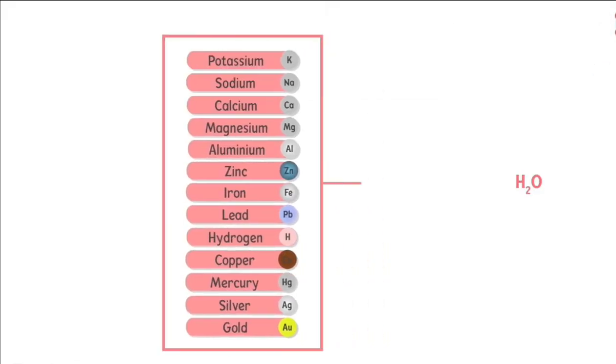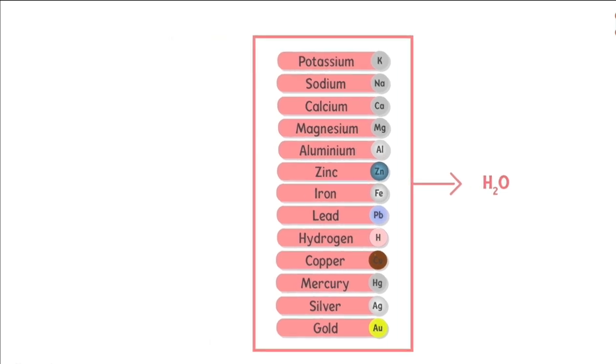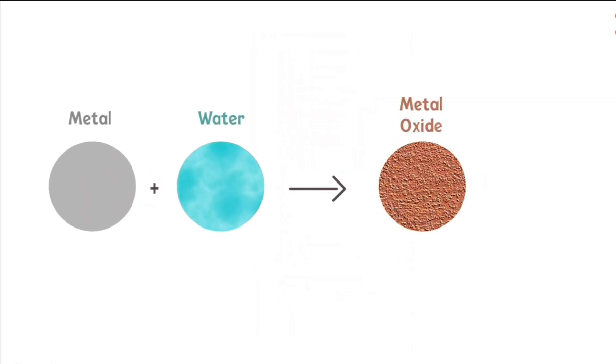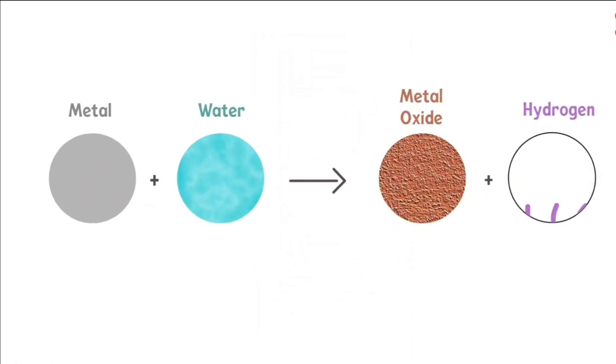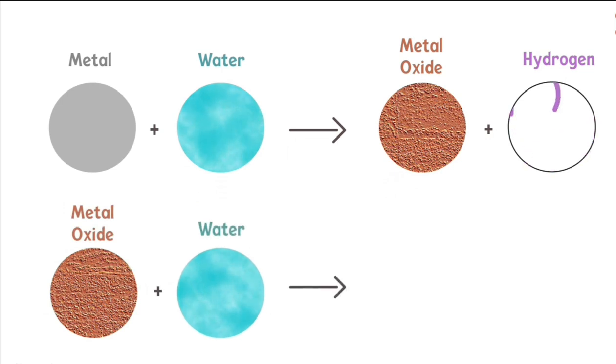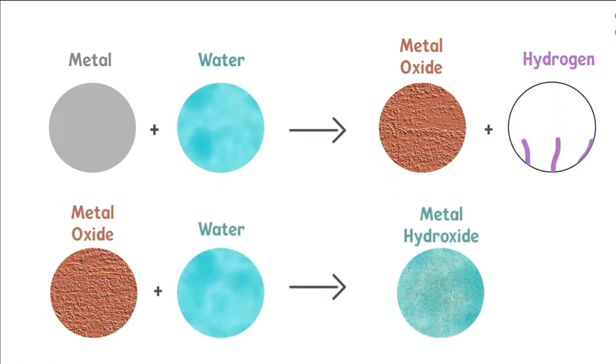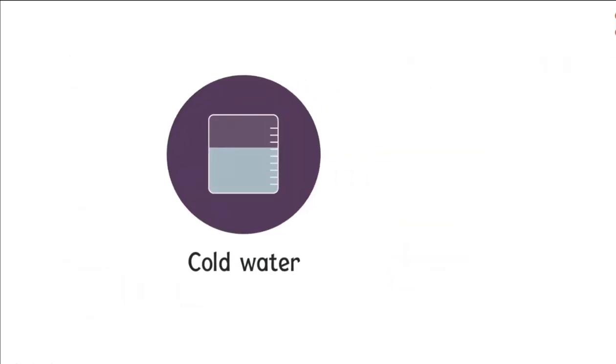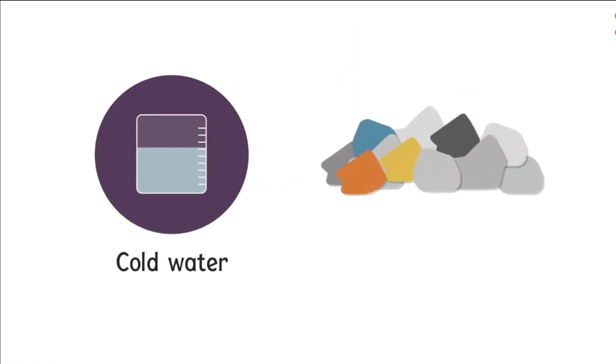Now we will discuss the chemical reaction of the metal with the water. We will discuss the order of reactivity according to the reaction with the water. When metals react with water, they form metal oxide and hydrogen. However, if the metal oxides are more soluble, they form metal hydroxide. Now let us discuss the reactivity of the metals. Some metals react with the cold water, most of them do not.